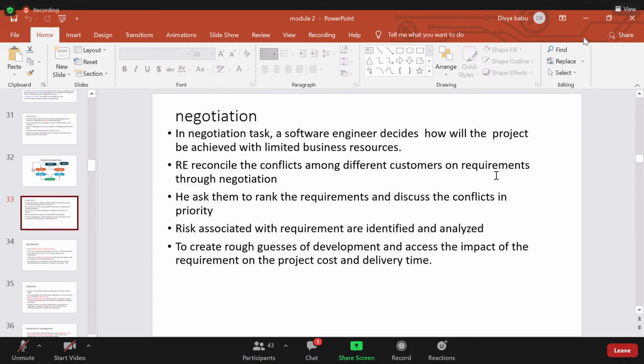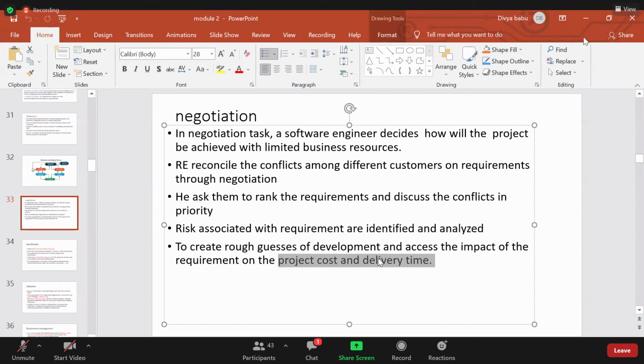Risk associated with requirements is identified and analyzed. Suppose you implement something and it will affect the system, it comes under the risk category. So for the risk associated with one particular requirement, you can identify and analyze it, create a rough process of development, and assess the impact of the requirement on the project cost and delivery. Mainly, we focus on the project cost and delivery. We are bargaining mainly on that, and on conflicting requirements.